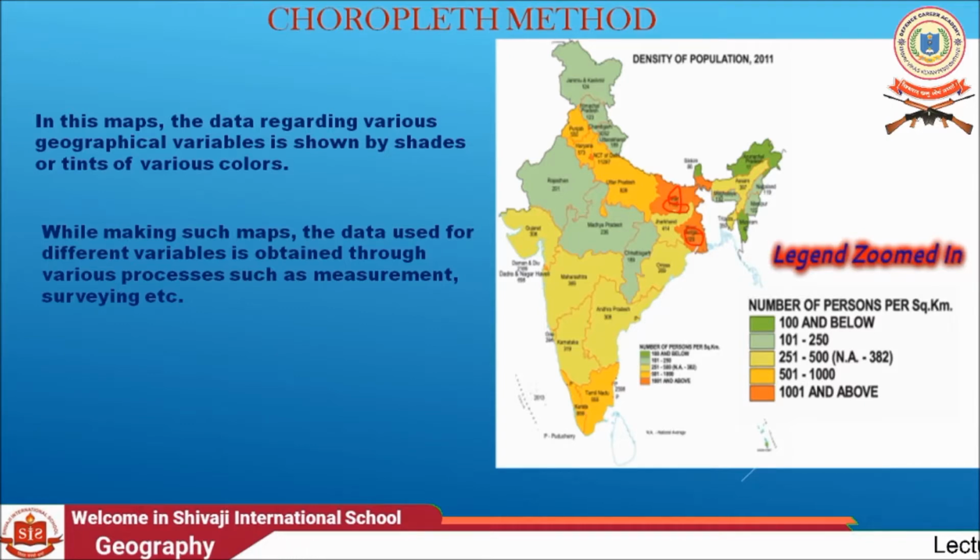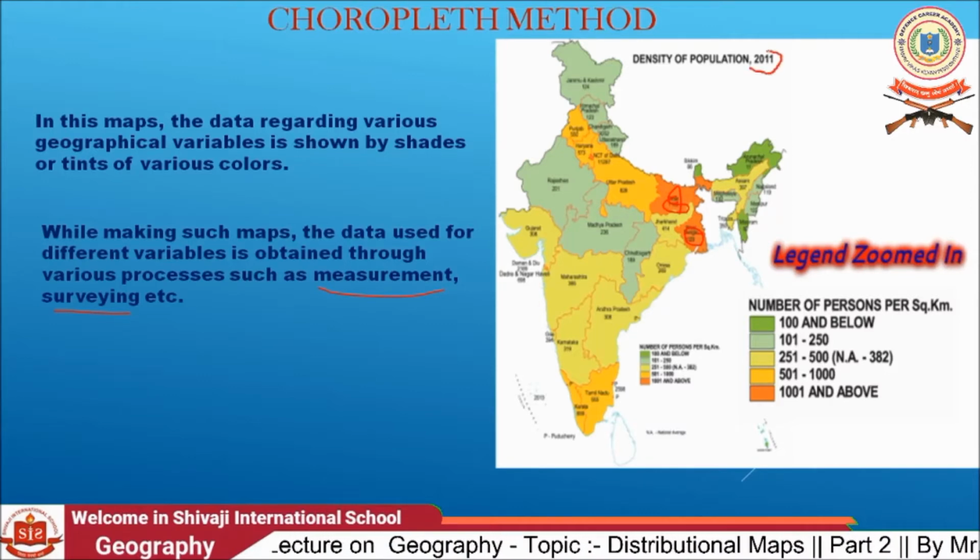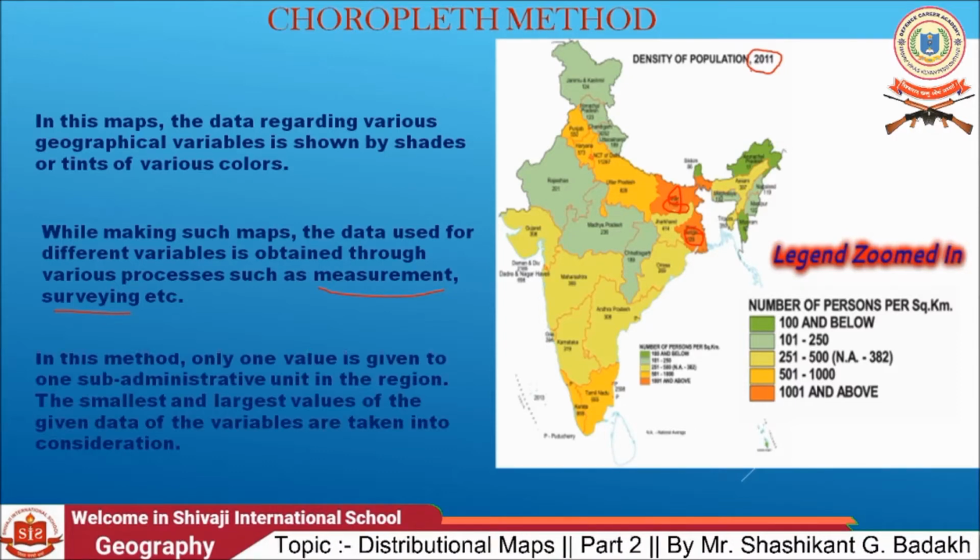While making such maps, the data used for different variables is obtained through various processes such as measurement and surveying. So, here students, we get data from various measurements and surveying. According to the census 2011, this data we get from the 2011 census. In this method only one value is given to one sub administrative unit in the region.